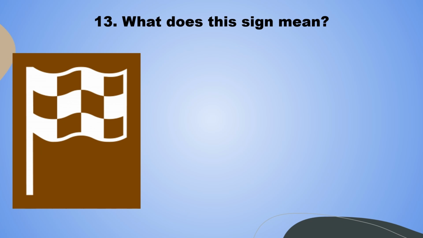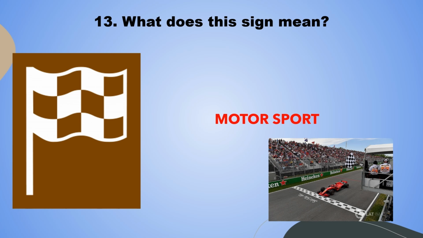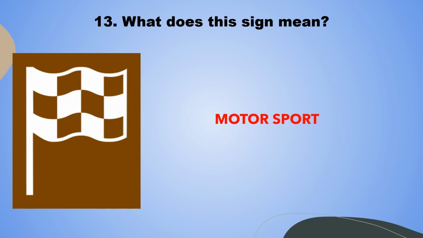What does this sign mean? Let's see. Motorsport. So again, you have another flag, but you have another type of flag, like the flags you see in racing, the checkered flag. So it's kind of easy to associate this kind of flag with something which has to do with motors, so motorsport, because the sign is on a brown background, which means it's like a tourist attraction or a tourist sign.